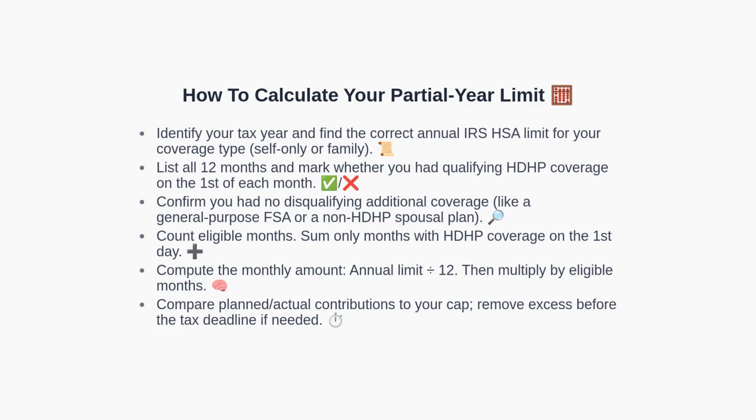Fourth, count only the eligible months. Fifth, compute the monthly amount by dividing the annual limit by 12 and then multiply by your eligible months. Finally, compare your planned or actual contributions to your computed cap and remove any excess before the tax deadline if necessary. Next, let's walk through a concrete example table so you can see how the math plays out.